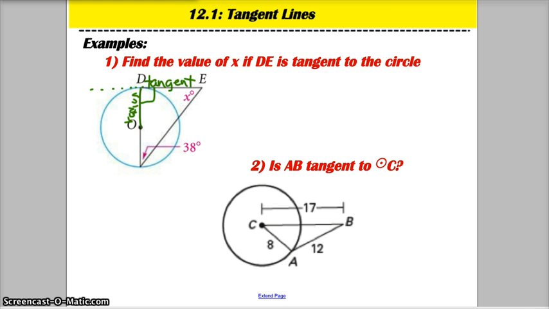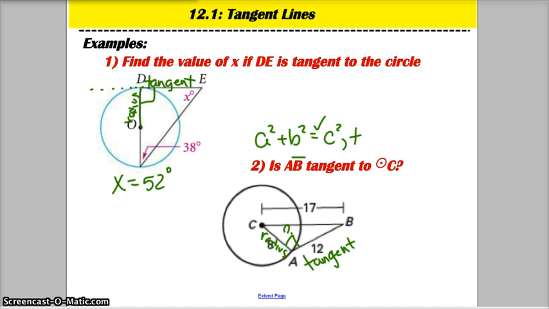Second one, I'm asking, is AB tangent to circle C? So what we're trying to decide is, does the tangent line form a 90-degree angle with the radius? So we need to verify that that is indeed a 90-degree angle. We'll use the converse of the Pythagorean theorem that states if a squared plus b squared equals c squared, then you know you have a right angle.